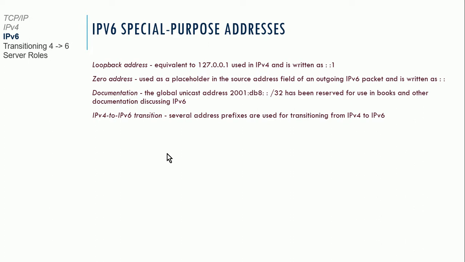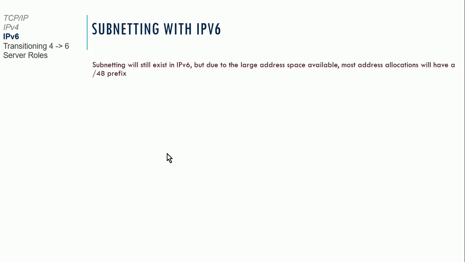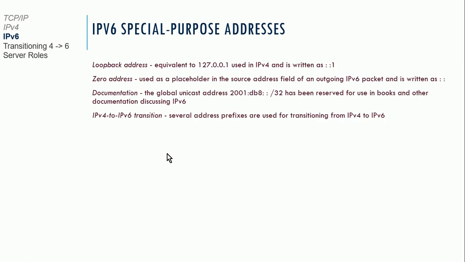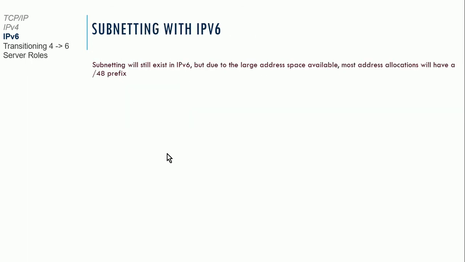All right, and then IPv4 to IPv6 transition. There are several address prefixes that are used for transitioning from IPv4 to IPv6, which we're going to talk about here in just a few minutes. We'll get to transitioning in a little bit.